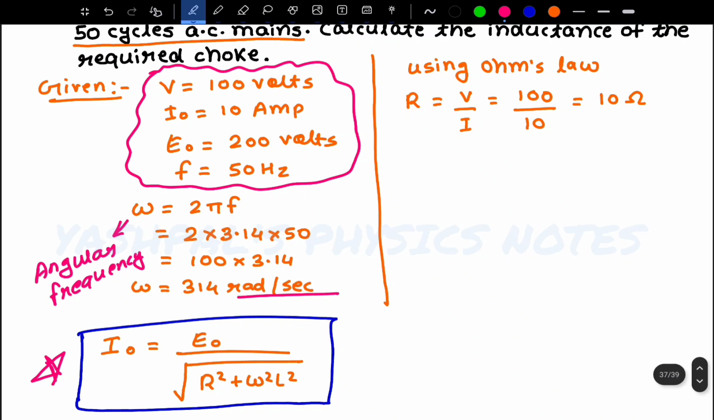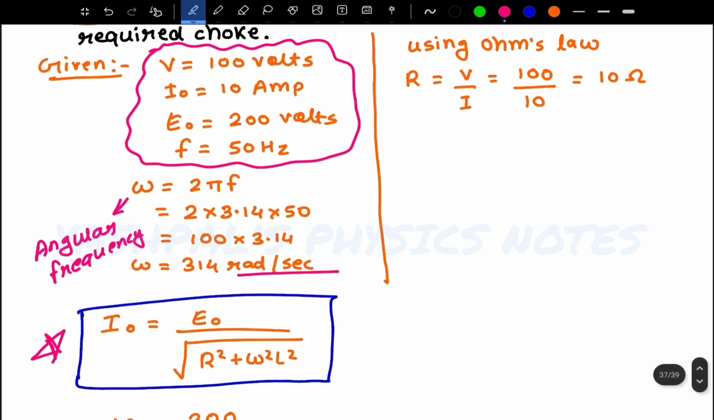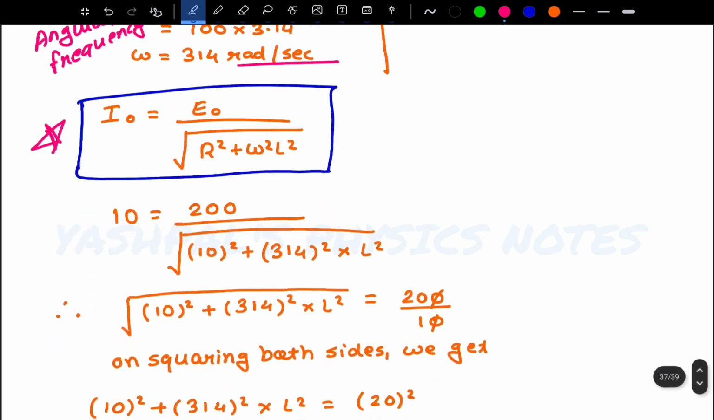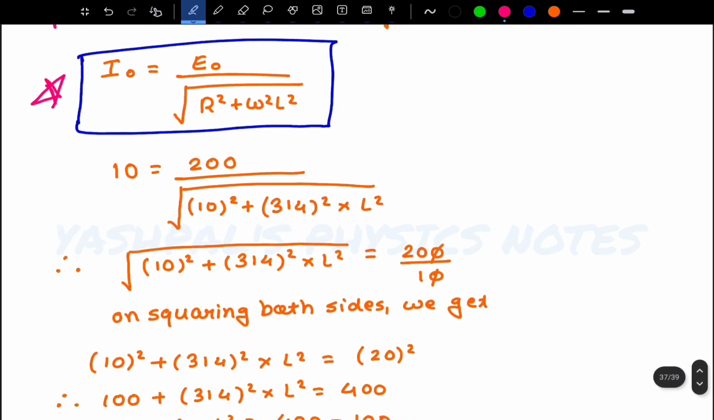So the formula is: current is equal to the EMF value upon under root R square plus omega square into L square. We have to find the value of L square. So what I did here, I substituted the values. Then next, since we have to find the value of L, we took this whole under root term to the numerator and this 10 to the denominator.